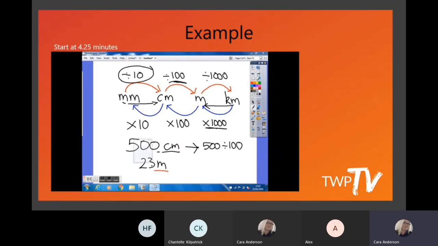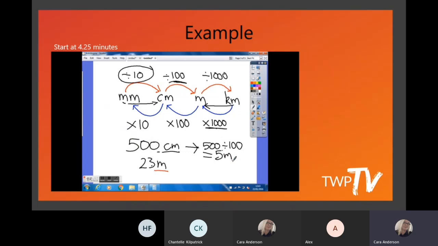So I'll bring up the calculator to do this, as you're always allowed to use one. So 500 divided by 100. So that gives you an answer of 5, and obviously that's going to be 5 meters. So we have it, 500 centimeters is equivalent to 5 meters.